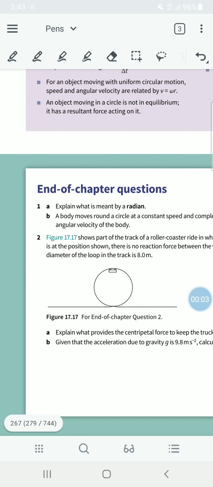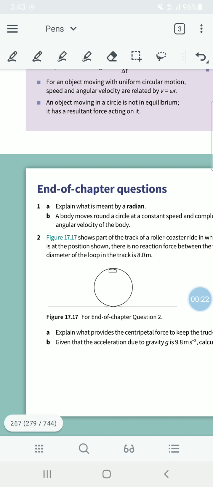Physics chapter 17, end of chapter questions, video 1. Question 1. Explain what is meant by radian. So this is a definition of the radian, that is what they are asking.